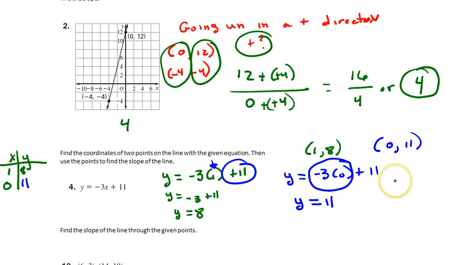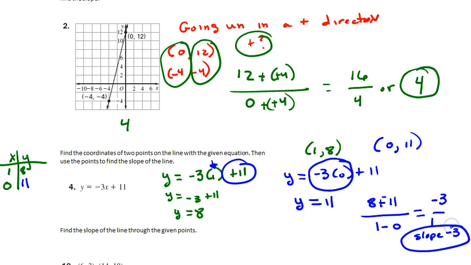Now I should be able to calculate slope. So I'm going to find the difference between my y coordinates, 8 minus 11, over the difference between my x coordinates, 1 minus 0. Alright, I'm going to DPS this. Alright, so that's going to give me a negative 3. If I subtract this, it's going to give me a 1. So my slope for this line is negative 3. So that's how you find it when just given an equation.